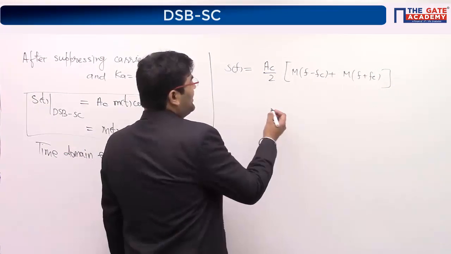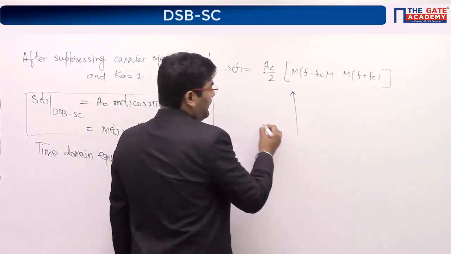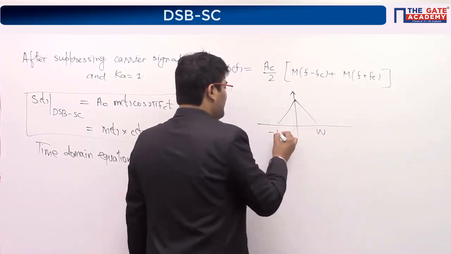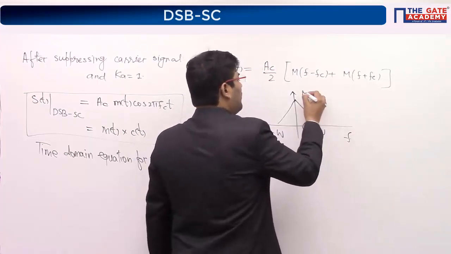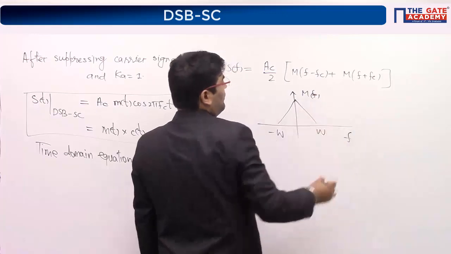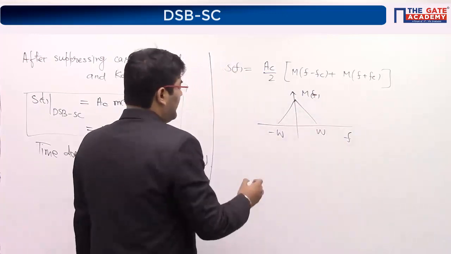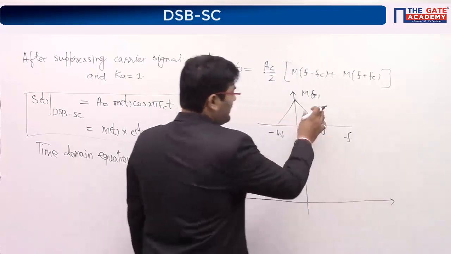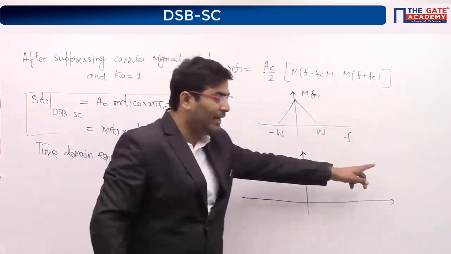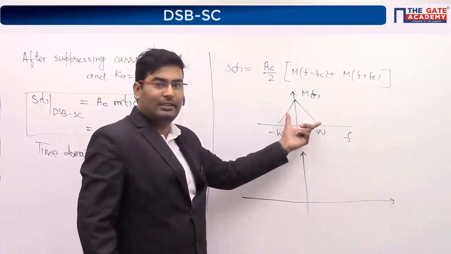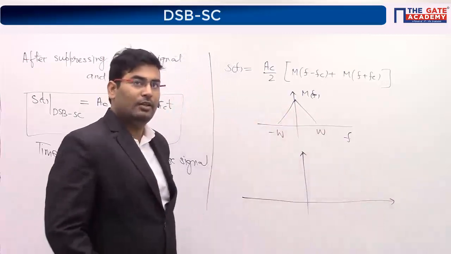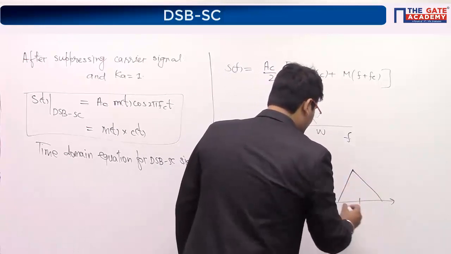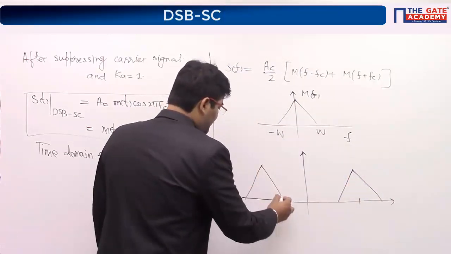So how will we generate the spectrum? We know the spectrum of M(f) is this, from W to minus W. We know it from long back, the first lecture. So what is the spectrum of s(f)? Simple. You take this message spectrum and shift it to the right, and shift it to the left. So you get a triangle here, and another triangle here.